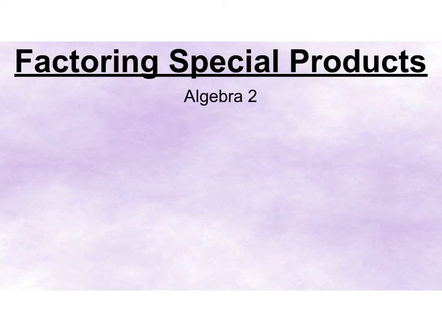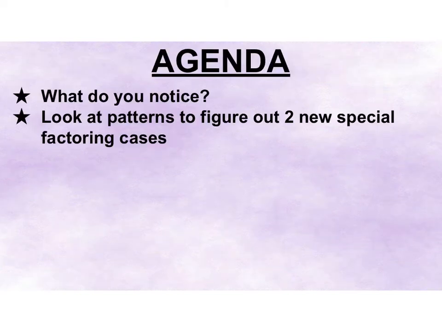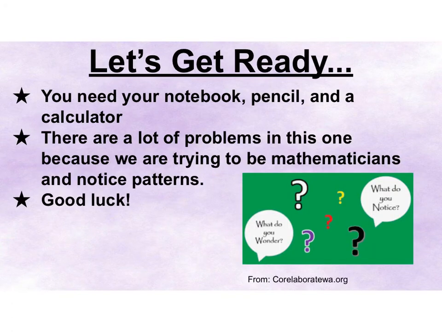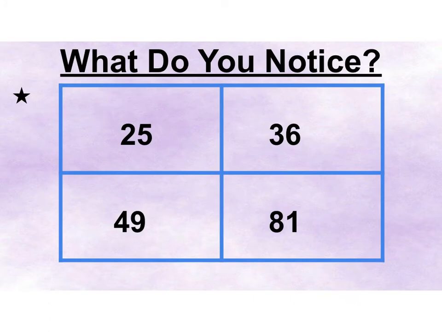Let's look at factoring special products. We're going to start with some noticing. What do you notice? We will look at some patterns in order to figure out two new special factoring cases. So let's get ready. You're going to need your notebook, pencil, and a calculator. There are a lot of problems in this one because we're trying to be mathematicians and notice patterns. Good luck. What do you notice here?